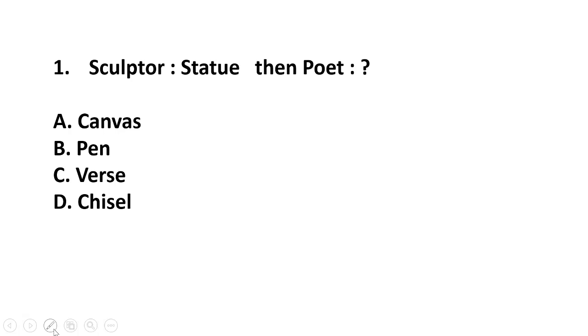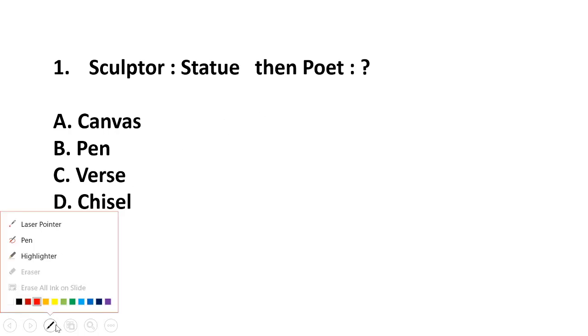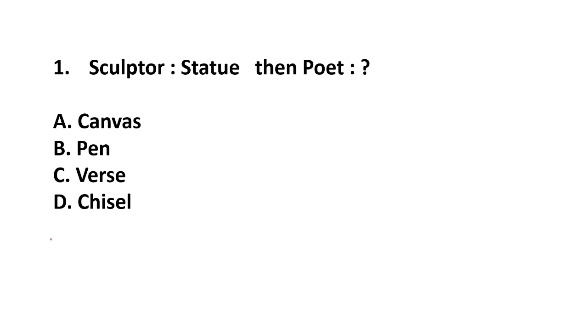So let's get started. Number one here, see, sculptor, and the word is statue. Now I will explain what the relationship is: sculptor, statue. The sculptor is the person who makes statues. Then what does a poet do?